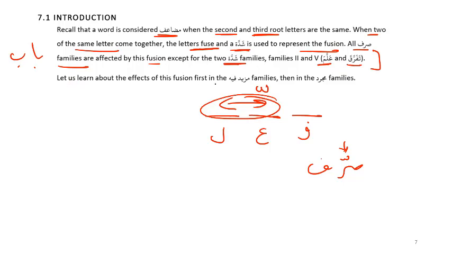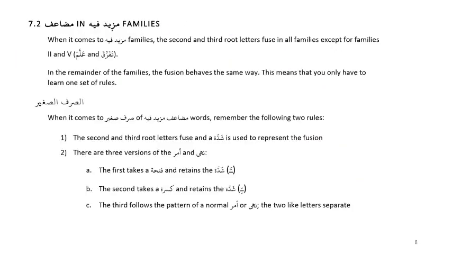Okay, so we are going to talk about the mazid fi families first, and then we'll talk about the mujarrad families. When it comes to mazid fi families or babs, the second and third root letters fuse in all families except for the two shadda families. So allama or sarrafa, and the next family, tafarraqa, which in our example is taqabbala, yataqabbalu, taqabbulan. In these two families there is no fusion. In all other families the fusion behaves the same way. This actually makes our life easy, because there is only one key rule to remember, and I'm going to highlight that rule and show you examples throughout.